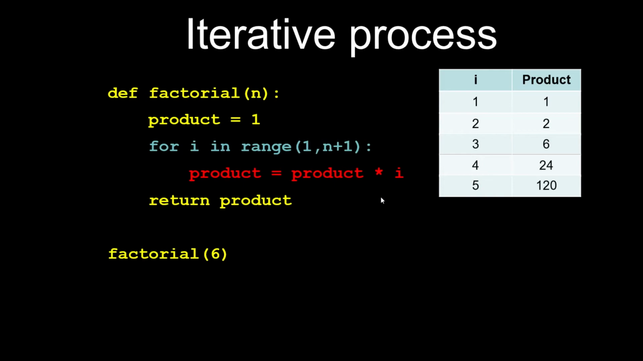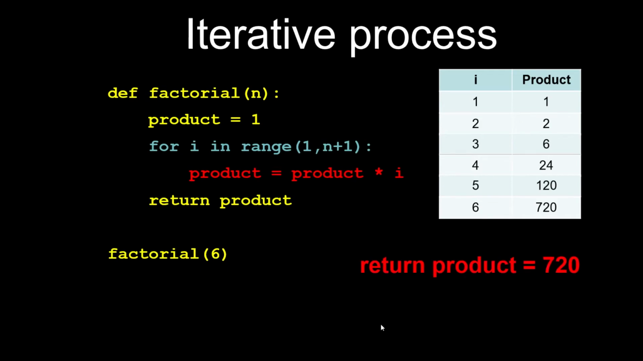Last advancement, because it's factorial 6, so this is until 7. So factorial 6 will be 120 times 6, that will give me 720. So once I reach the 6th loop here, I will stop already, because I will only say that I want to loop it 6 times. Okay, and then it will return me 720.